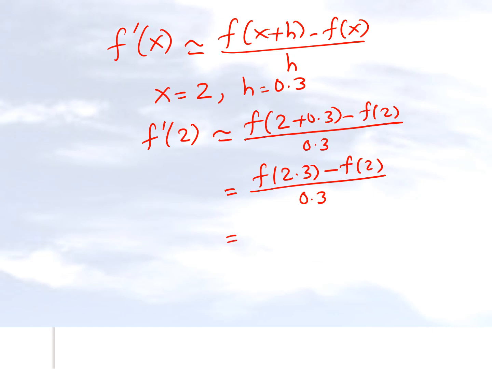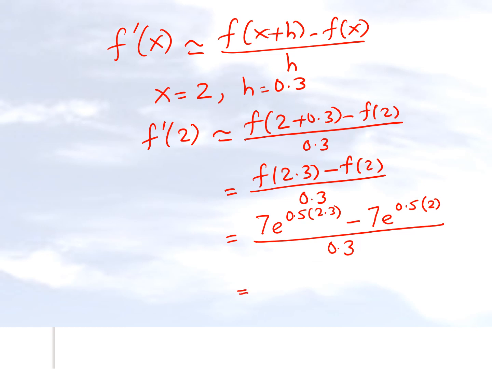Now all we have to do is substitute the value of the function at 2.3 and 2. Since our function is 7 e to the power 0.5x, in this case it's 7 e to the power 0.5 times 2.3 minus 7 e to the power 0.5 times 2, divided by 0.3, and this value gives us 10.263. So that's the approximate value of the derivative of the function at 2.